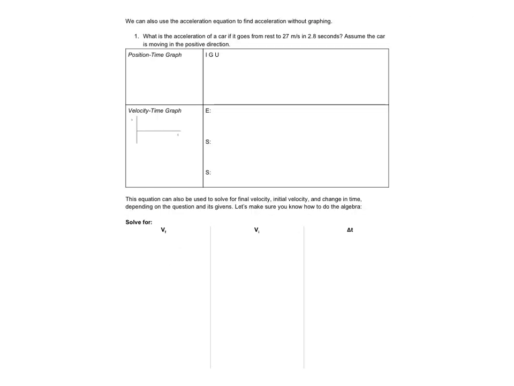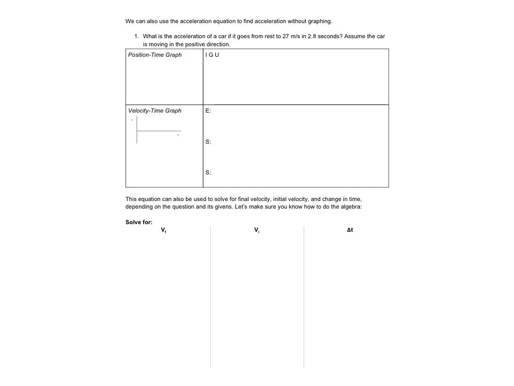All right, now that we've looked at acceleration on a velocity time graph, we need to know a little bit more about acceleration numerically according to the equation. Our question here says, what is the acceleration of a car if it goes from rest to 27 meters per second in 2.8 seconds? Assume the car is moving in a positive direction.